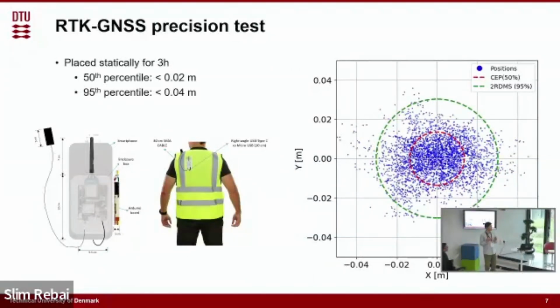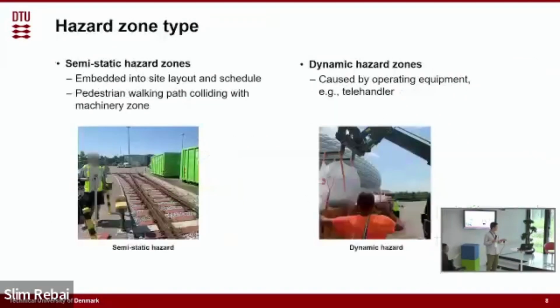And alongside the installed RTK sensors, we also placed 1 RTK sensor statically for 3 hours to test the precision. And we can see from the result that the 50th percentile of the tracked locations fell within 2 centimeters, which means even subtle movement like wiggling can be detected on the construction site.